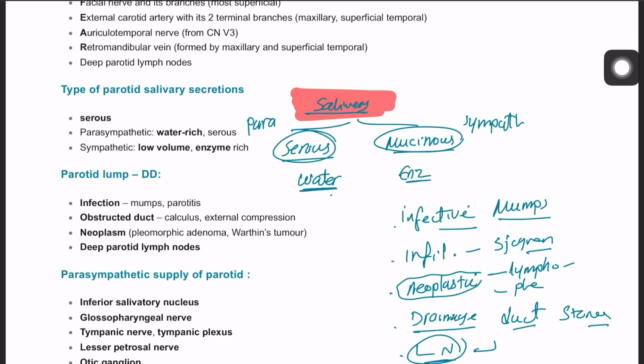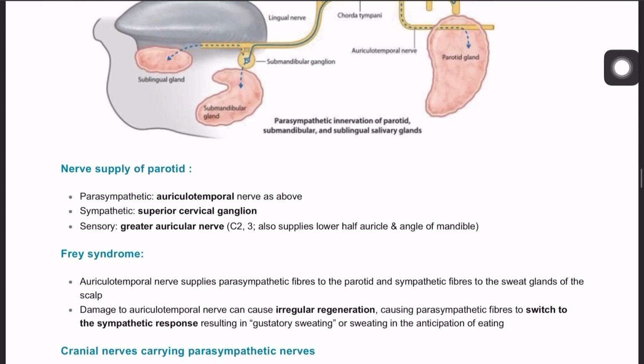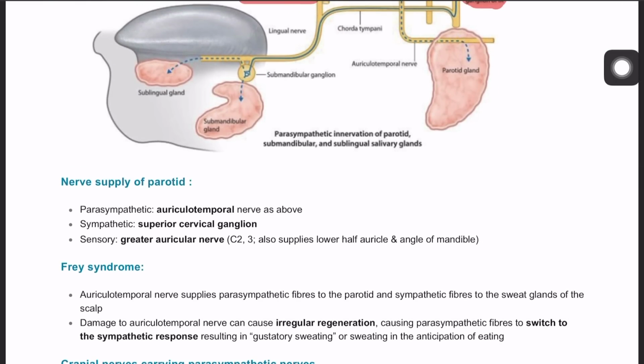Okay, remember we mentioned the lymphatic drainage of the parotid gland: the deep cervical lymph nodes, superficial cervical lymph nodes, and deep and superficial parotid lymph nodes as well. Okay, parasympathetic nerve supply of the parotid gland. Before I answer this question, I would like to go forward and answer the nerve supply of the parotid gland. So the nerve supply of the parotid gland usually comes from sympathetic, parasympathetic and sensory nerve supply.